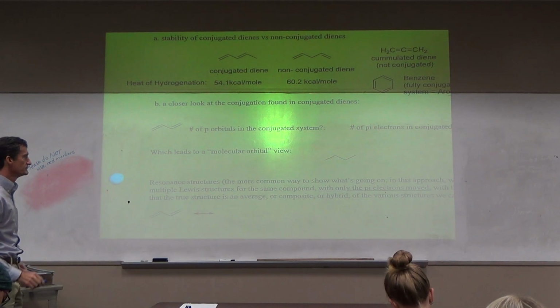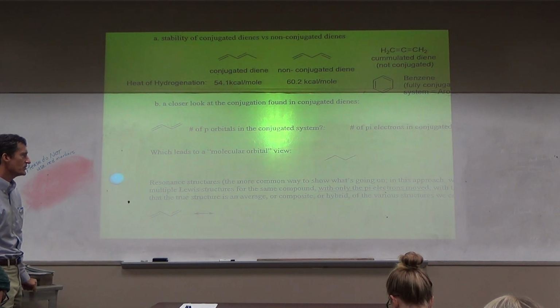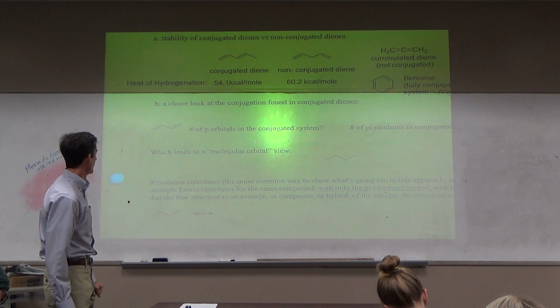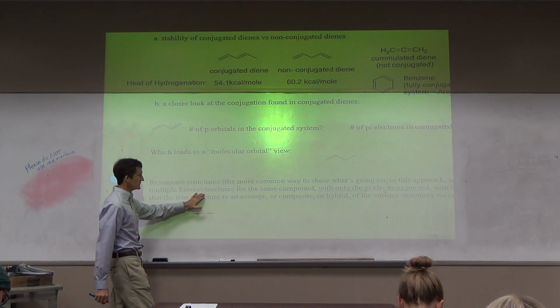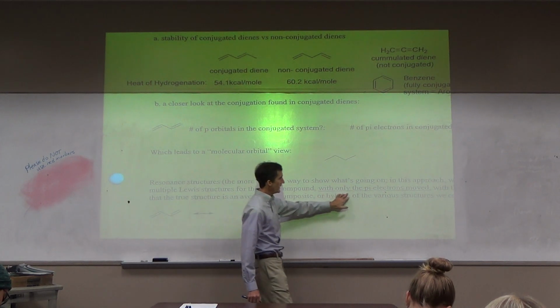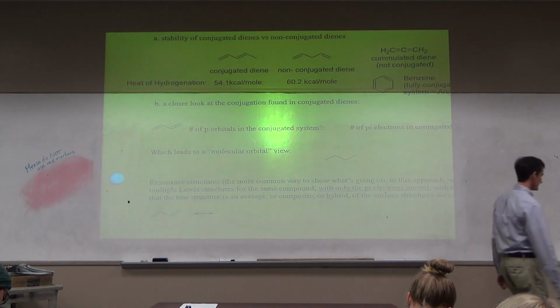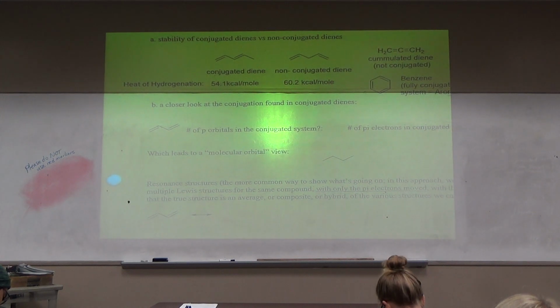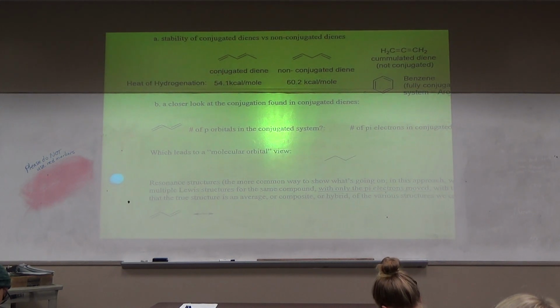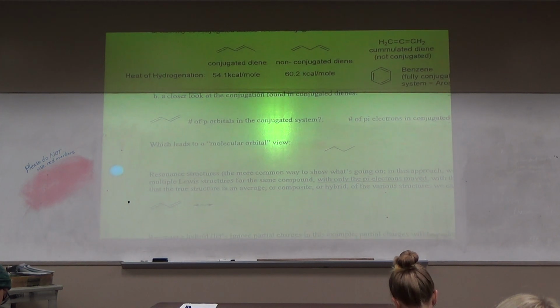Resonance structures. A more common way to show what's going on. In this approach, we show multiple Lewis structures for the same compound where only the pi electrons move. Again, this is sort of intro theory. Once we get past this page, we'll start actually doing it. We've got to say some broad intro things first.